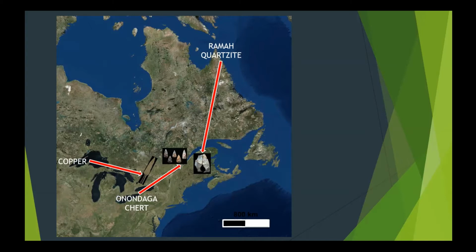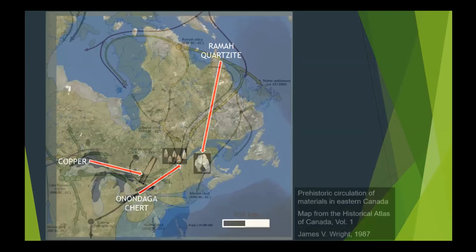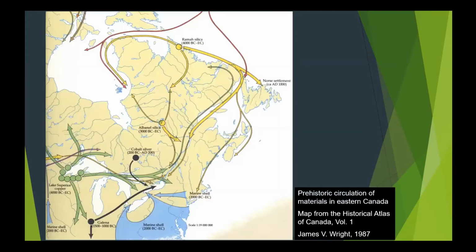Now, this is something that most people interested in the history of Canada know. This image is from Jim Wright, who made this plate for the Historical Atlas of Canada, Volume 1. As you can see, he showed the movement of Ramah, the movement of copper, of Mistassini quartzite, and of marine shell. So again, this is something that is pretty well known to historians and archaeologists.